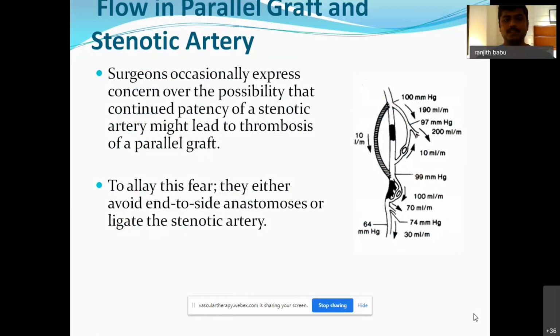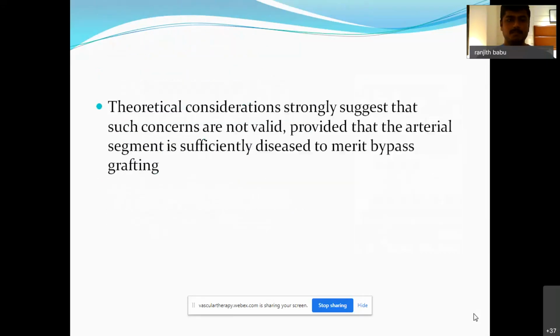To allay this fear, most surgeons will either avoid end to side anastomosis, or most of the time they will ligate the stenotic artery. But the theoretical consideration strongly suggests that such concerns are not valid, provided that the arterial segment is sufficiently diseased to merit the bypass grafting.